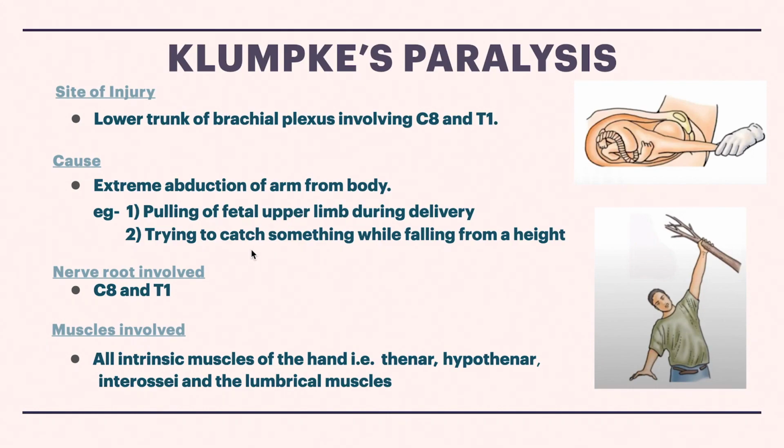The other cause is trying to catch something while falling from a height, and he's trying to catch hold of anything that comes in his way. So this could lead to Klumpke's paralysis due to the involvement of the lower trunk of the brachial plexus. So the nerve root involved, as already discussed, is C8 and T1. The muscles involved are all intrinsic muscles of the hand that are thenar, hypothenar, interossei, and lumbrical muscles.